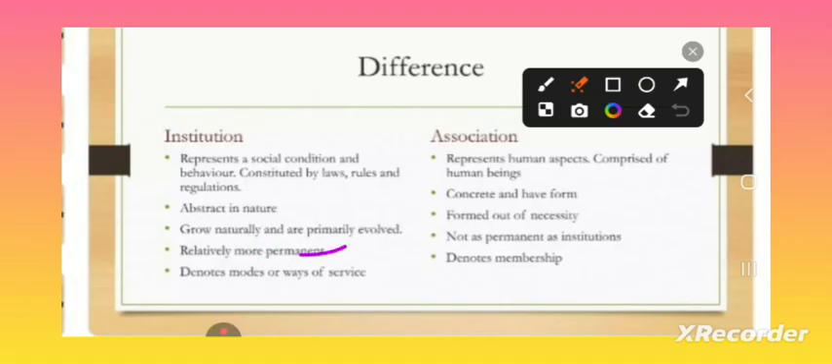An institution grows naturally and is primarily evolved, relatively permanent. An association is formed for a specific necessity, not as permanent as an institution. Institutions denote modes or ways of service. Association denotes membership.